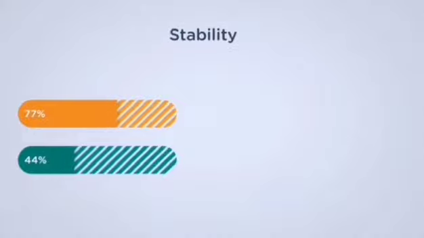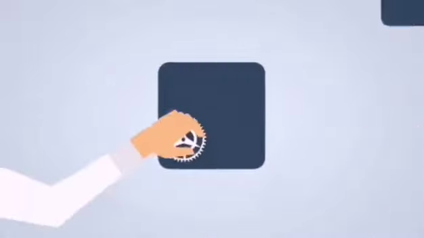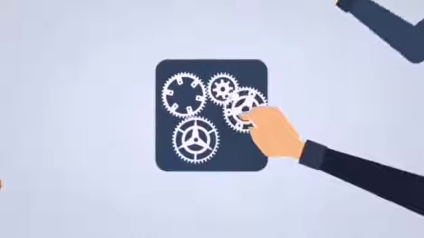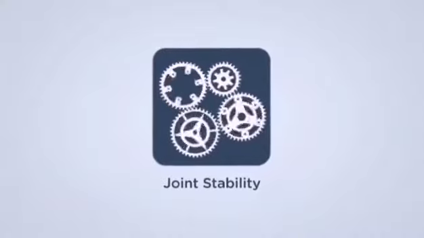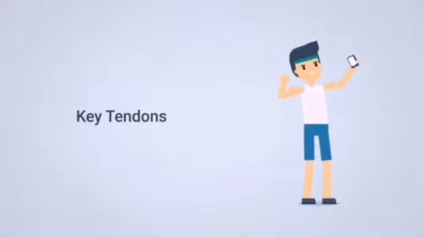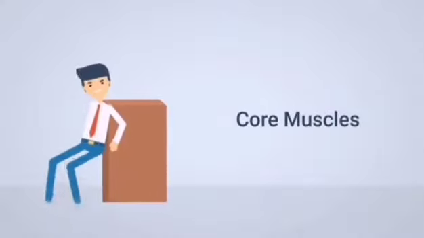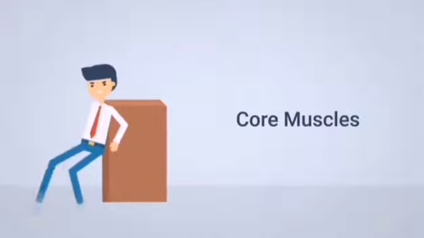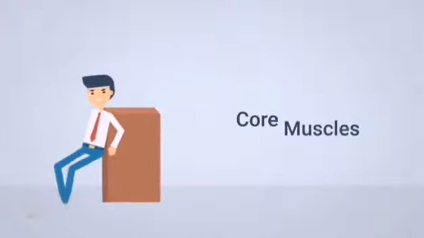Second is stability. Muscles and tendons stretch over joints and contribute to joint stability. Muscle tendons in the knee joint and the shoulder joint are crucial in stabilization. The core muscles are those in the abdomen, back, and pelvis, and they also stabilize the body and assist in tasks such as lifting weights.